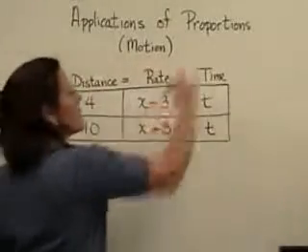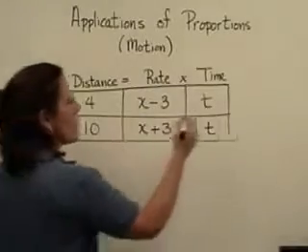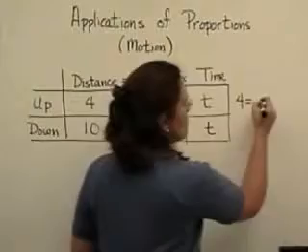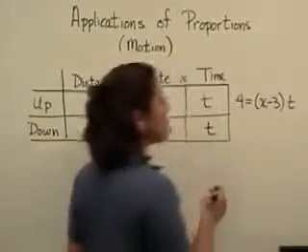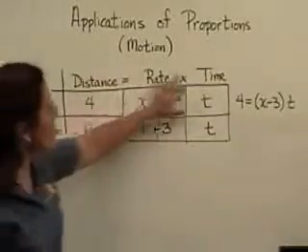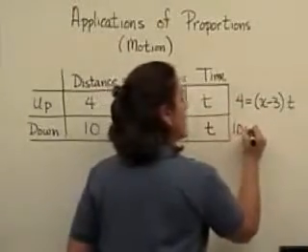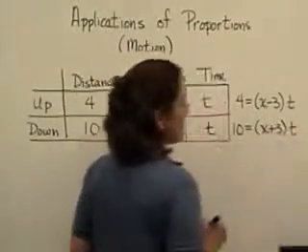Here's the equation, distance equals rate times time. That might be something that goes on your note card. And off to the right, I'm going to go ahead and say that the 4, which is the distance, equals my rate, x minus 3, times time. So I took this sentence right here and wrote an expression. In the next row, I'm going to take 10 and let it equal x plus 3 times t as well.